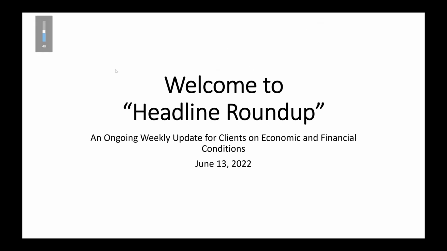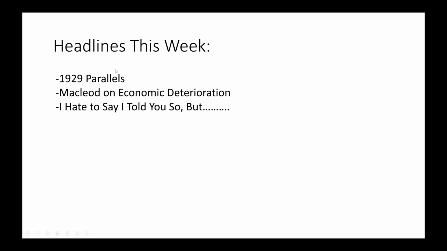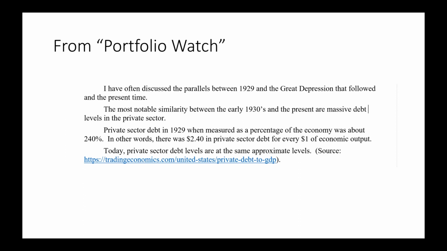Today is June 13, and a few things to talk about. I want to share with you some parallels to 1929. Alasdair Macleod has commented on economic deterioration, and I've got a section here that says, I hate to say I told you so, but this is from Portfolio Watch. This will be in your inbox if you are a Portfolio Watch subscriber tonight at 5 o'clock. And I wanted to share some parallels between 1929 and the Great Depression, and talk about where we are presently, and there are some parallels.